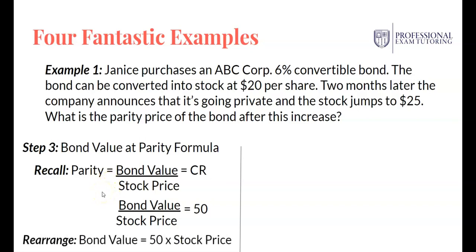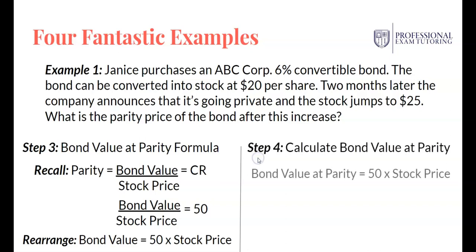Now, we can rearrange the formula. For this specific question, which is asking what the parity price of the bond is, we want to isolate the bond value. A review of high school math shows us that to get the bond value on its own, we take the stock price and move it over to the right-hand side. To do that, we multiply through. So we're left with the bond value equals 50 times the stock price.